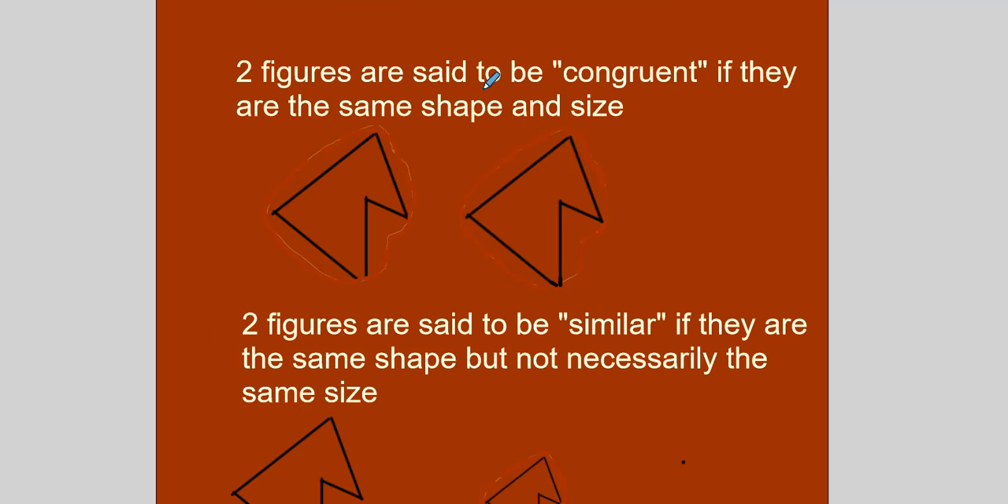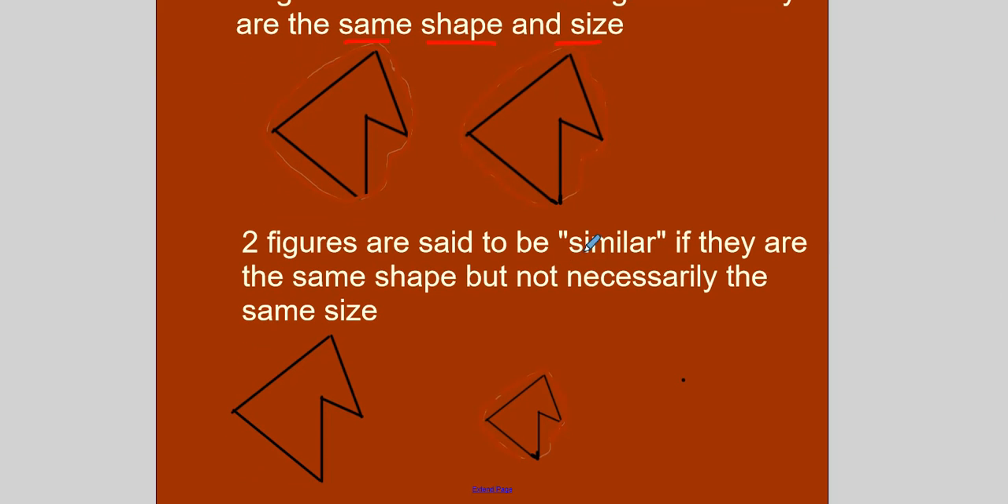Two figures are said to be congruent if they are the same shape and size. So congruency means same shape and size. So here again, two figures, they're congruent, they're the same shape and size. Two figures are said to be similar if they're the same shape but not necessarily the same size. So here are two figures that are the same shape. The second figure is smaller than the first figure, but they are said to be similar because all the sides actually are in the same ratio or proportion in similarity.